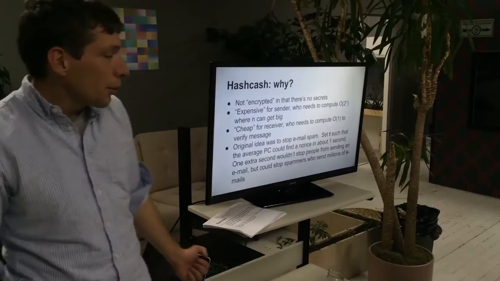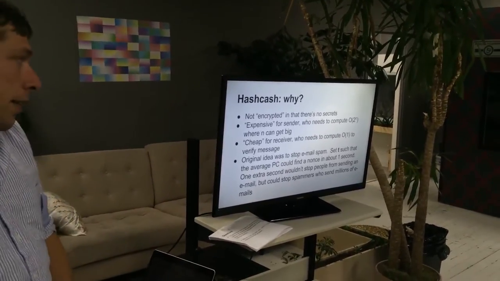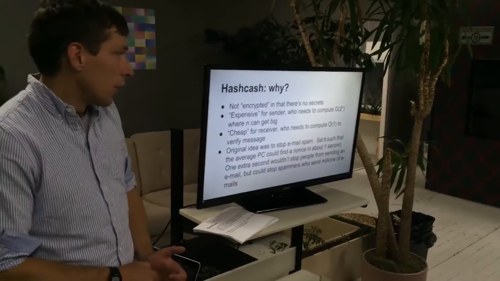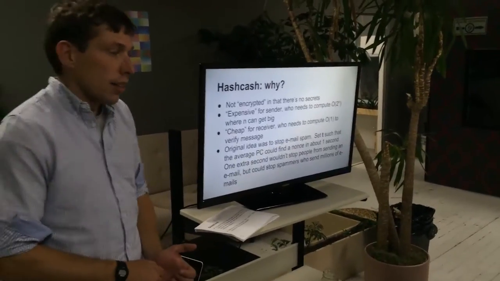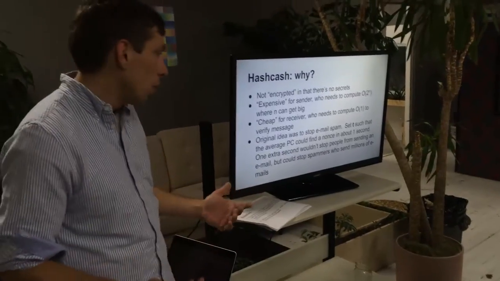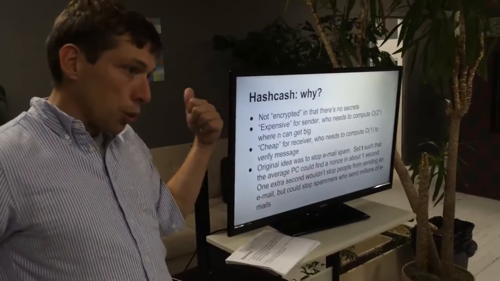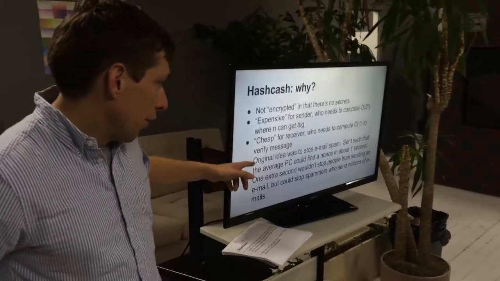So why do you have this? It's not really encrypted. There's no secrets. It's expensive for the sender, right? The sender needs to compute sort of O(2^n). And in this case, n was like 32. You can make it whatever you want, and n can get pretty big. It's cheap for the receiver, who just computes one time to verify the message.